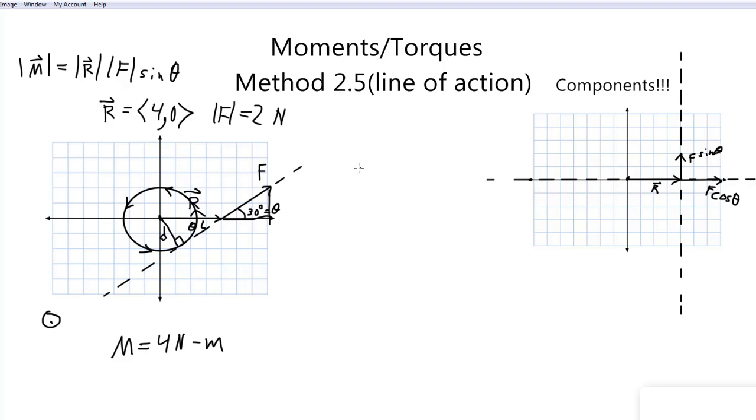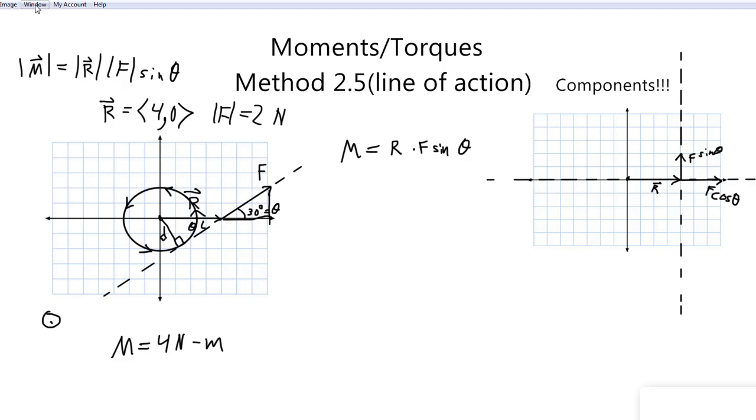So in the end, M then equals your force, which is just F sine of theta, times your distance, which is just r.